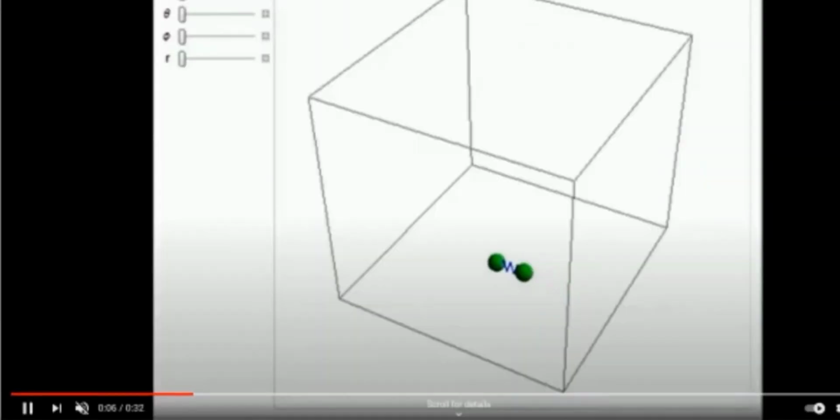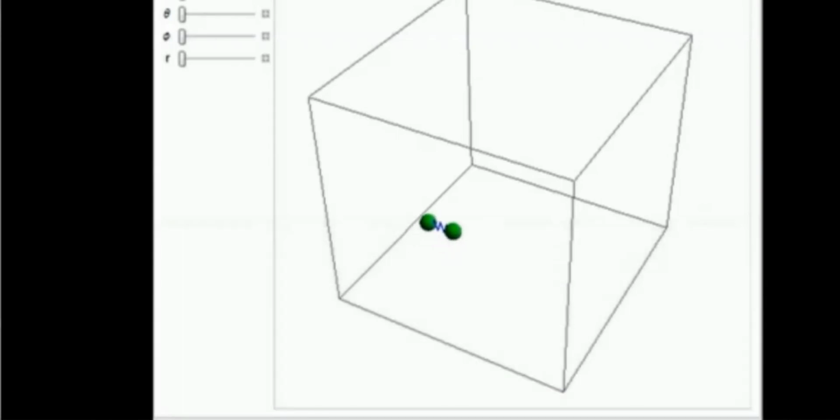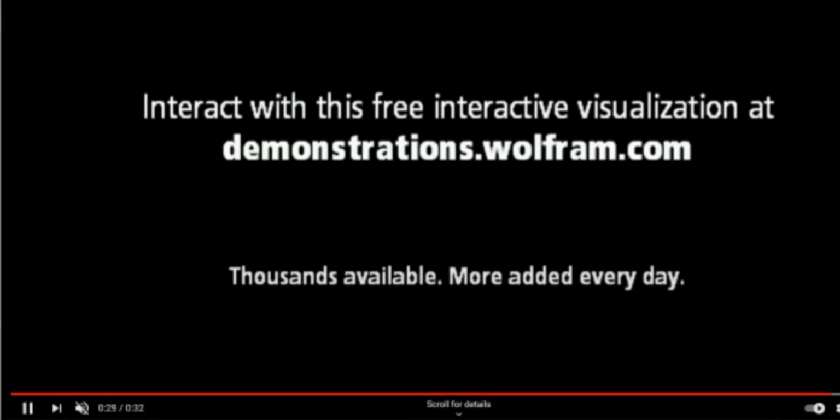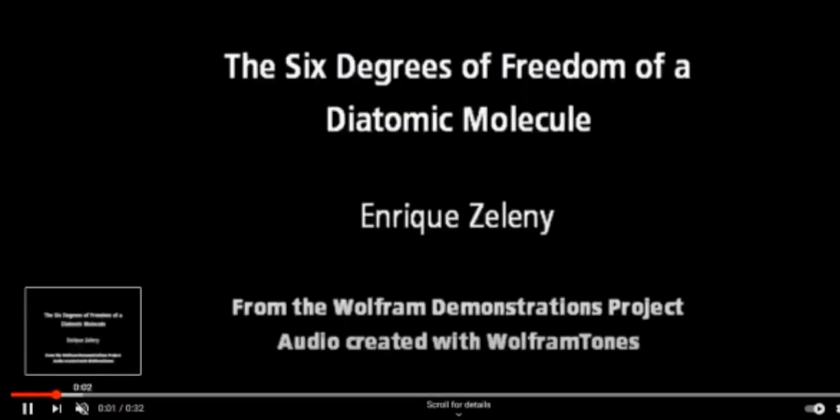All right, so one translational degree of freedom. Two, going in the y dimension. Three, translational kinetic energy degrees of freedom. Four, spinning around that axis. Five, spinning around that axis. And six, vibrating like an accordion or a slinky. Let's watch that again.